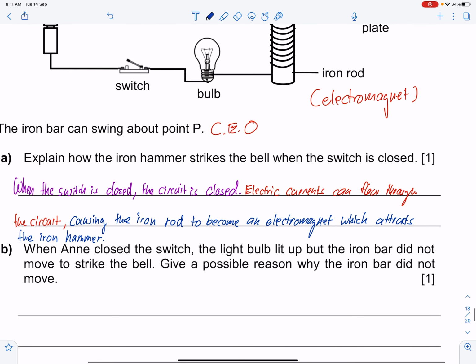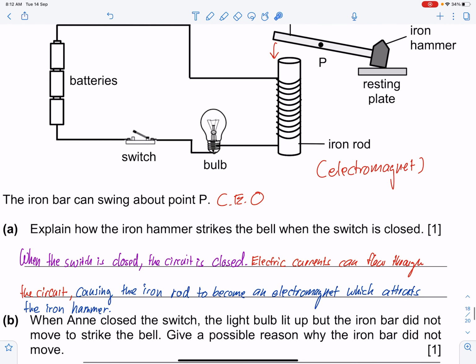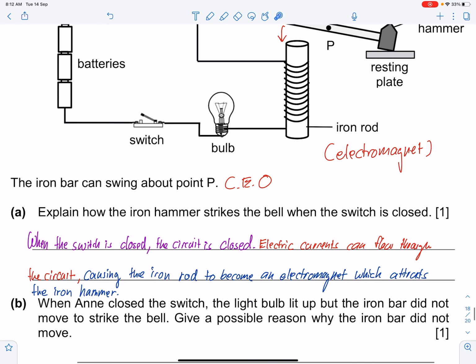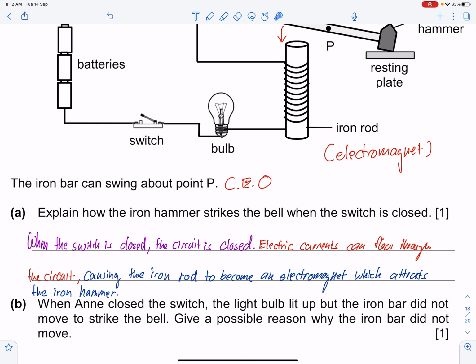Next. When N closed the switch, the light bulb lit up, but the iron bar did not move to strike the bell. Give a possible reason why the iron bar did not move. Now, for this question, a lot of students say things that are too general. You have mentioned things like, oh, not enough electrical energy. Battery was too weak. Though you are not wrong, you are being very general with your answer.